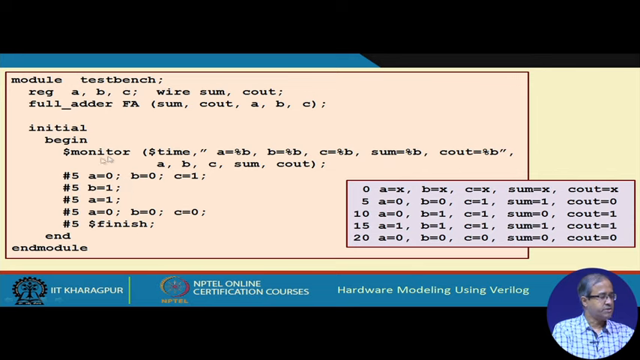Initially, whenever the time is initialized to 0, that will also be a change. A, B, C, sum, carry are all undefined, all are x. At time 5 I have initialized. A becomes 0, B 0, C 1 and my sum becomes 1, carry is 0. Then at 10 I make B equal to 1. So, now A 0, B 1, C 1, sum is 0, carry is 1. Again after time 5, at time 15, A also becomes 1, so 1 1 1, sum is 1, carry is 1, and at the end all are 0, 0 0 0, sum is 0, carry is also 0. So, this is a very simple way of generating these tests.